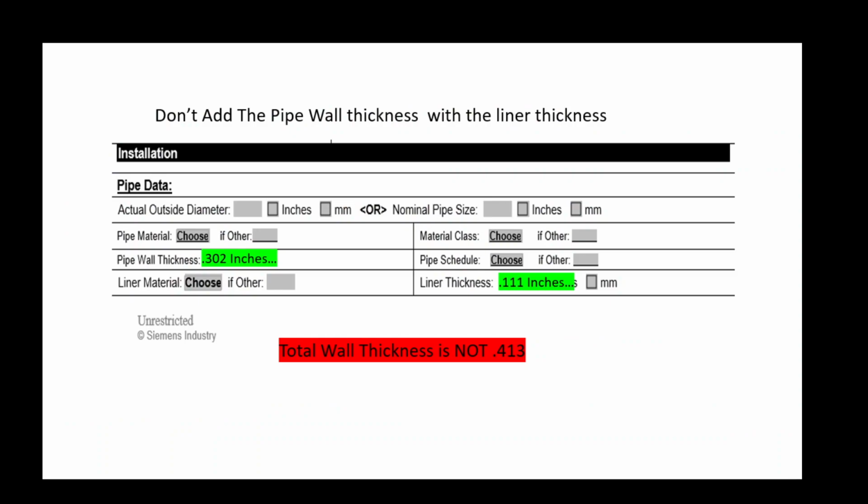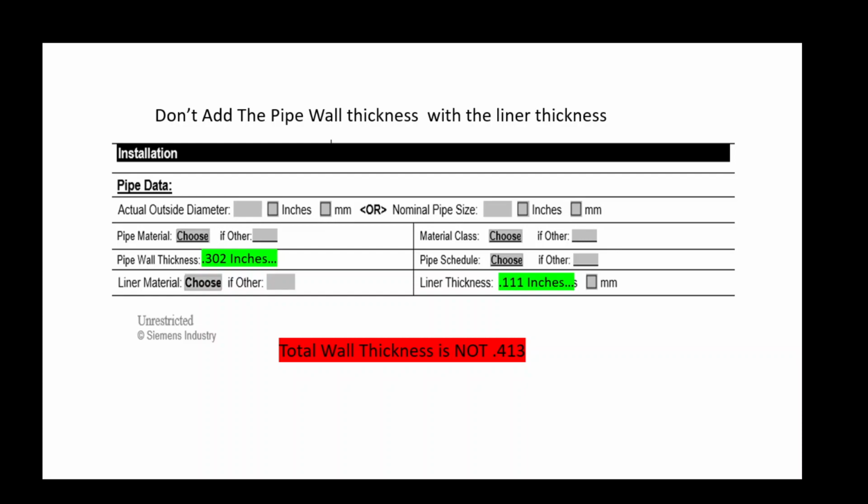Another common mistake is that I'll see an ADS come in with an outside diameter, a wall thickness, and a liner thickness. And someone has spec'd out a part number for the wall thickness in PIA, which is a combination of the pipe thickness plus the liner thickness.